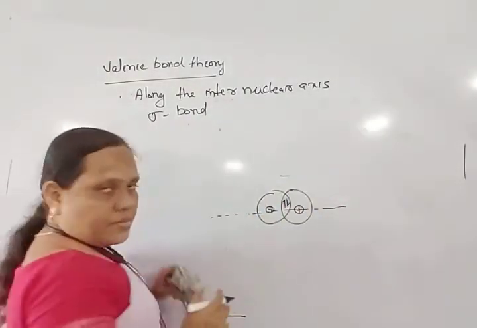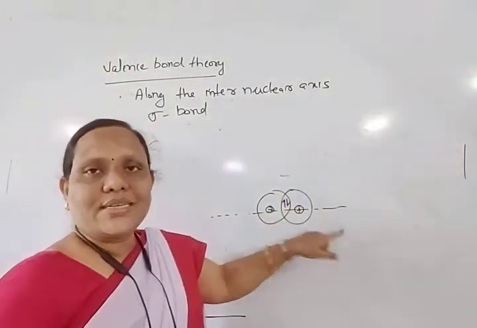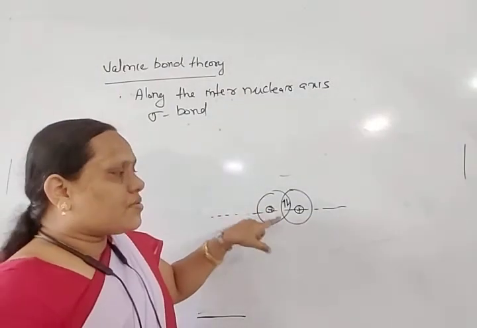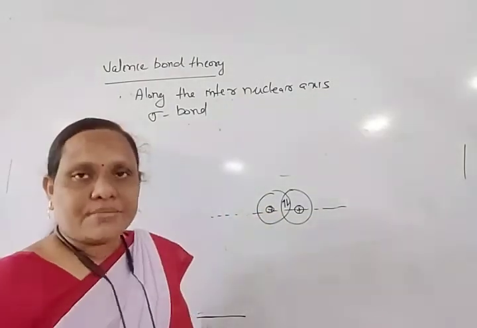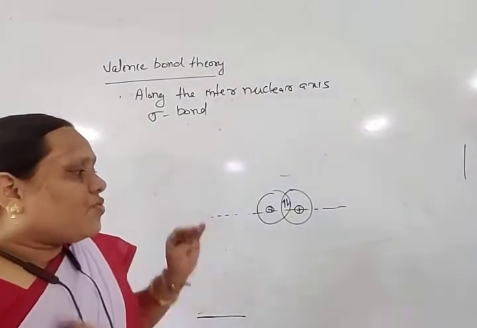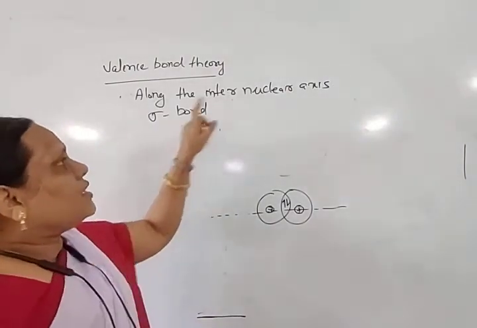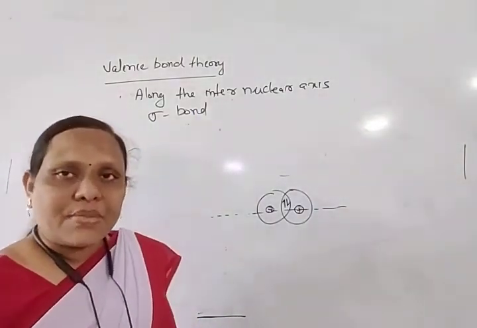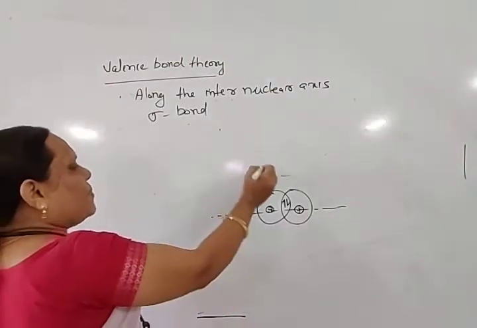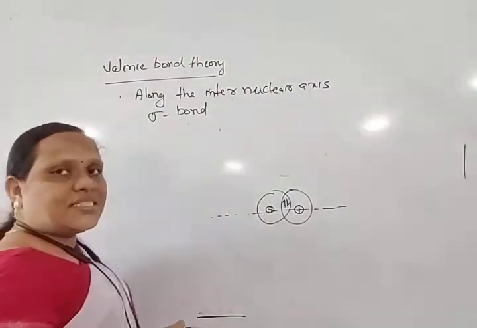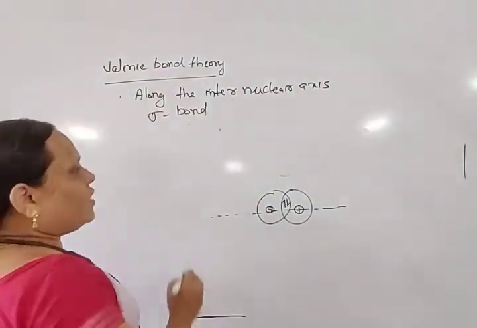Two electrons now remain here, along the internuclear axis. So this is called a sigma bond. The overlapping which takes place along the internuclear axis is known as a sigma bond, and that overlapping may take place along ss, sp, and pp overlapping.